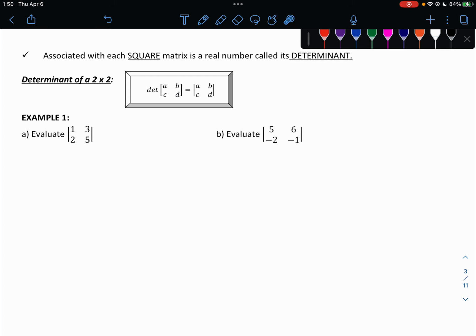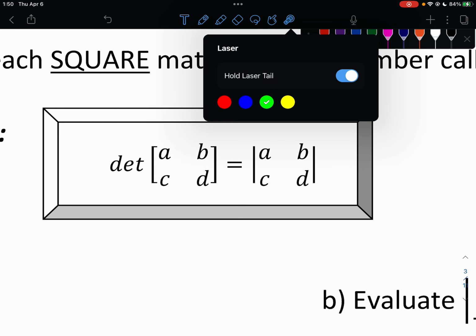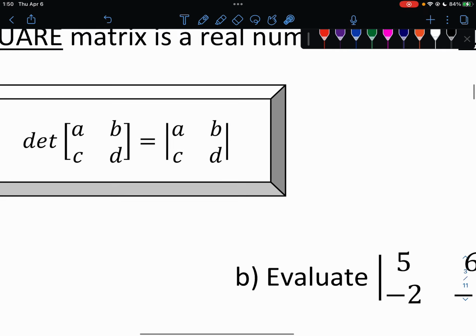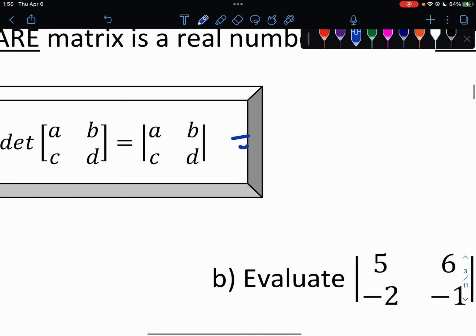Associated with each square matrix is the real number called the determinant. Sometimes you see it written like this, determinant of that, but often it's just straight bars, A, B, C, D. To find the determinant, it's really easy. You just do AD minus BC.